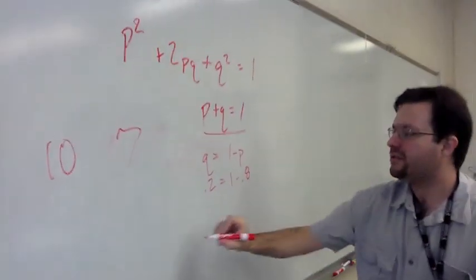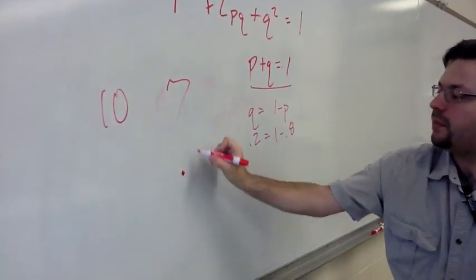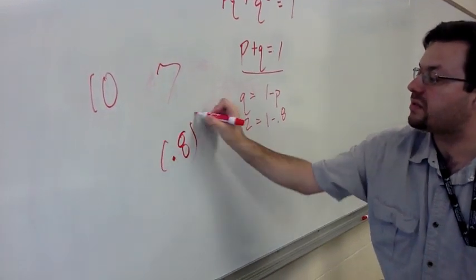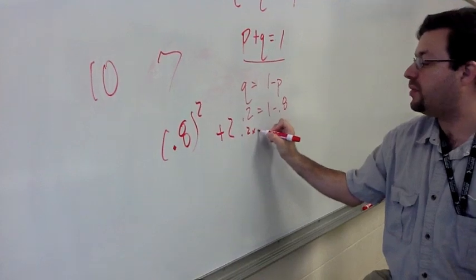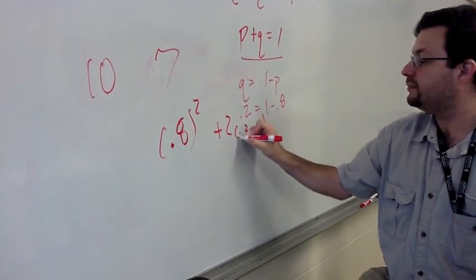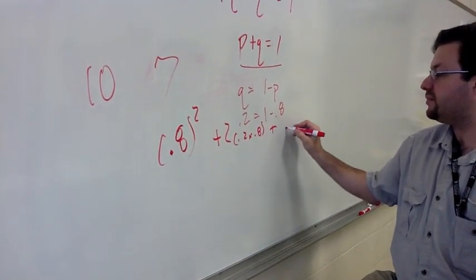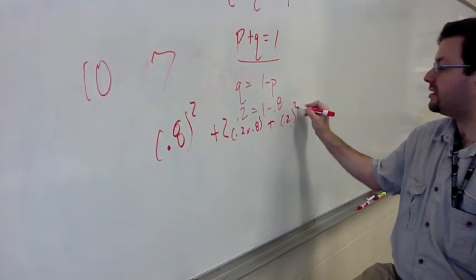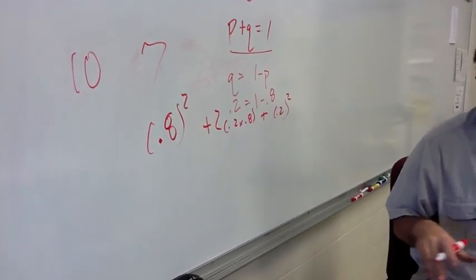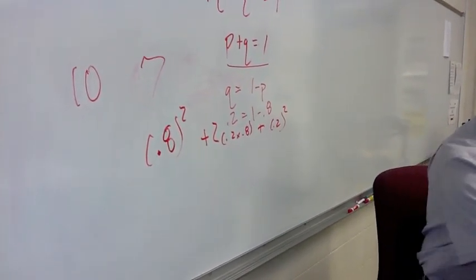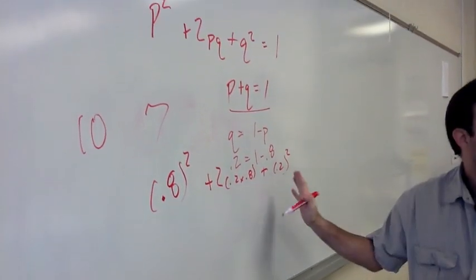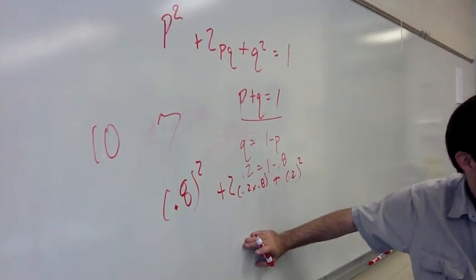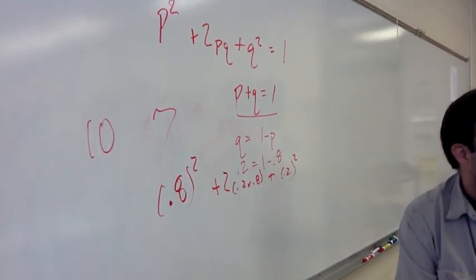Once you get to 0.2, it's plug and play. You just take 0.2 squared plus 2 times 0.2 times 0.8 plus 0.8 squared. I think if you do the calculations, it comes to about 0.9. Pretty simple. But here's the thing: you don't have to do the calculations in your head. You will be provided a calculator during the test.